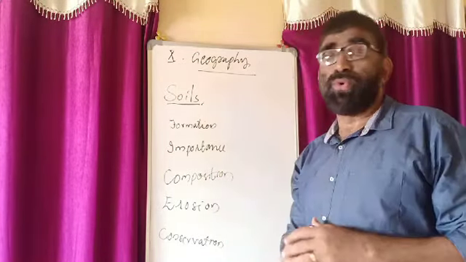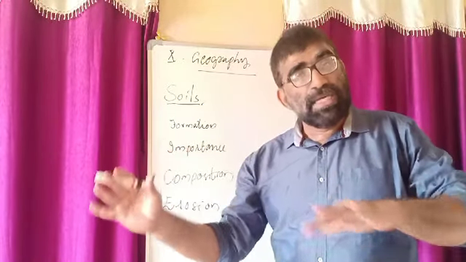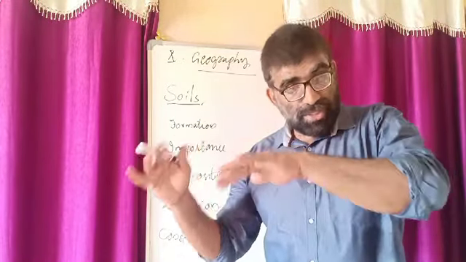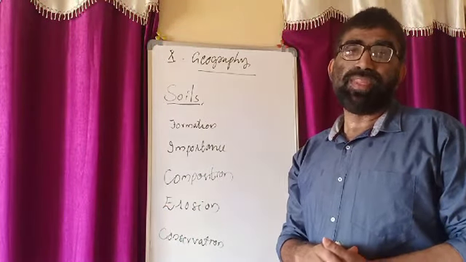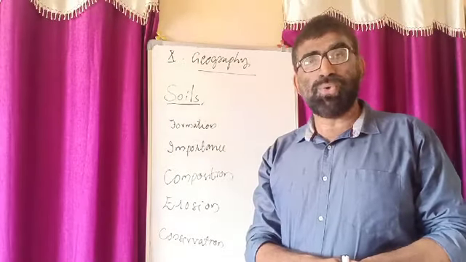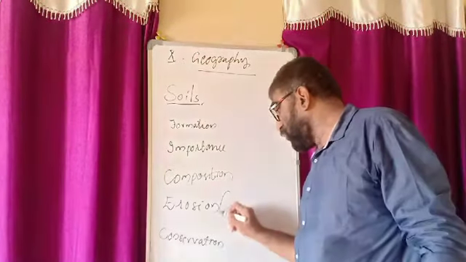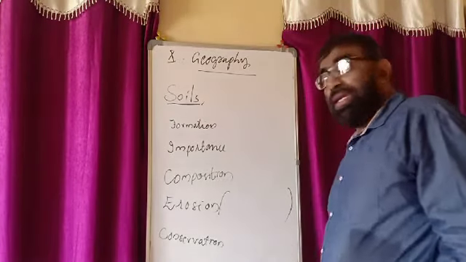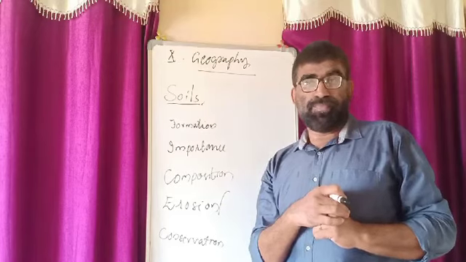So what is soil erosion? I already told you, the surface layer of the soil is removed by running water, wind, glacier or other agents. This process is known as soil erosion. And running water is the main agent of erosion. So this water erosion takes different forms.